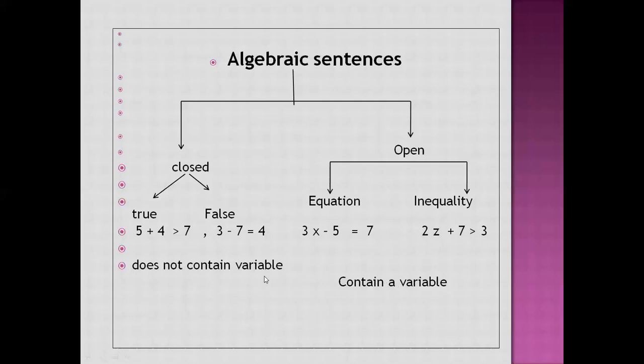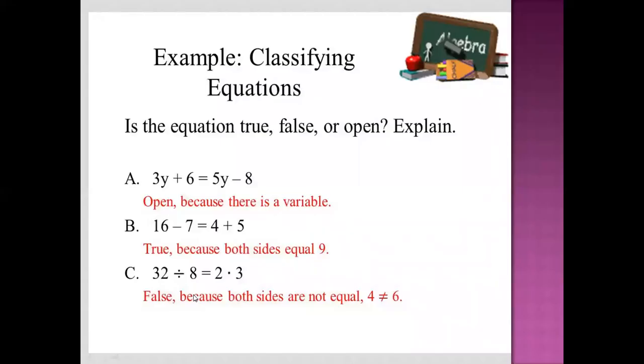Okay. Now let's see more examples. Classify the equation. Is the equation true, false, or open? Explain. Now these are a few examples. 3y plus 6 is equal to 5y minus 8. y is given, which is unknown. Open because there is a variable.